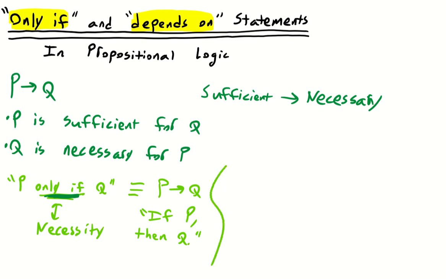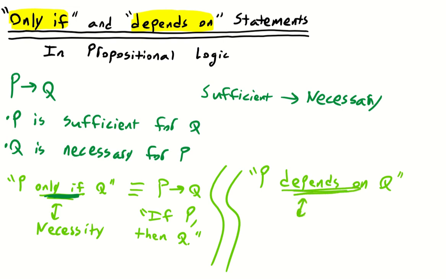Or what if you have P depends on Q. So we have this depends on. And this also implies some kind of necessity. So Q is going to be in the consequent. So we have if P then Q.